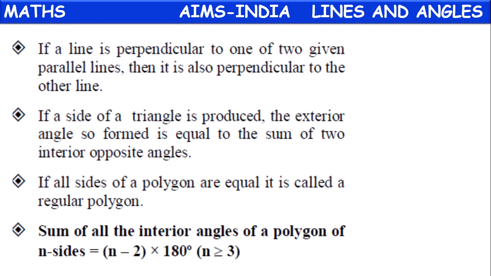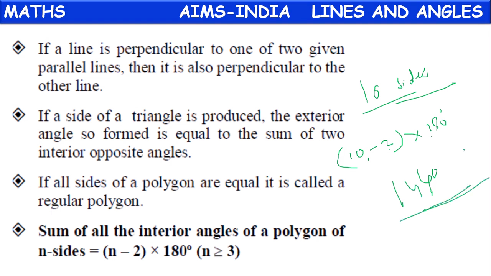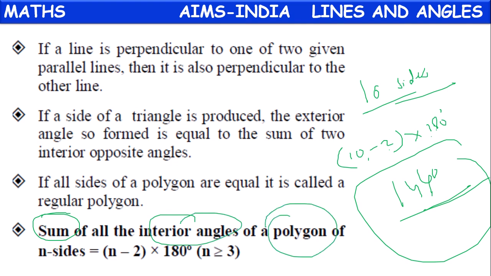Like that, if a question asks for the sum of the angles of a polygon having 10 sides, then 10 minus 2 into 180. 10 minus 2 is 8, 8 into 180 is 1440. Like that, we can find the sum of interior angles of any polygon having 3 or more sides with the help of this formula.